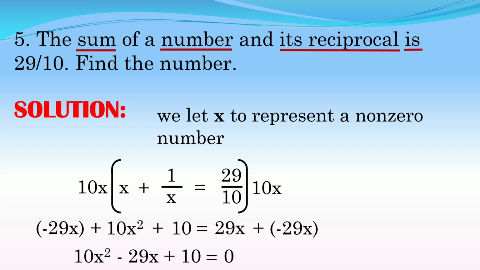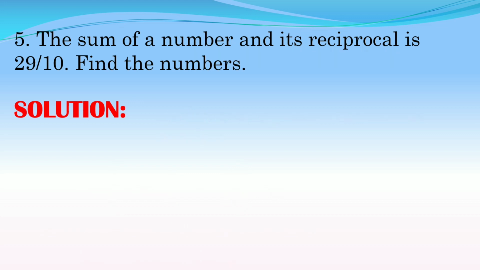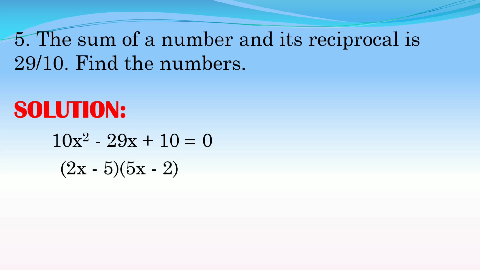Kailangan na lang nating hanapin si x. Para mahanap natin si x, kailangan nating i-factor yung ating equation na 10x squared minus 29x plus 10 is equal to 0. Ang factor po niyan ay quantity 2x minus 5 times quantity 5x minus 2 is equal to 0. And there we're looking for the value of x. So, equate natin silang dalawa sa 0.